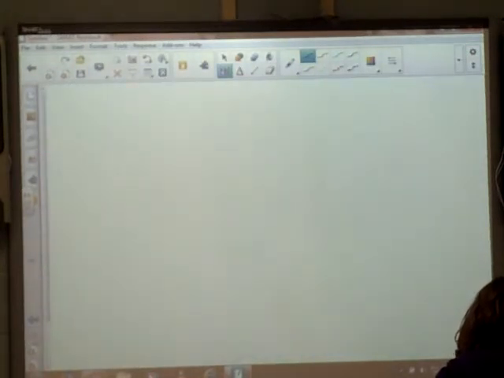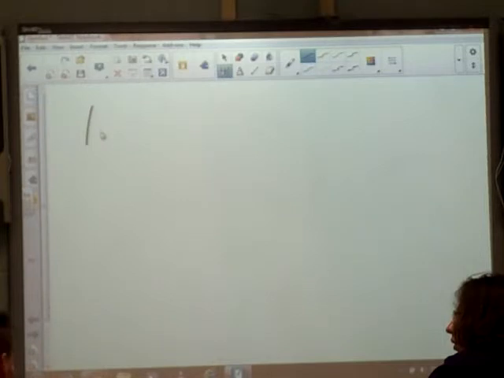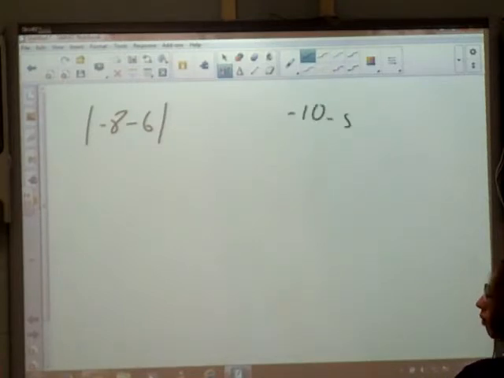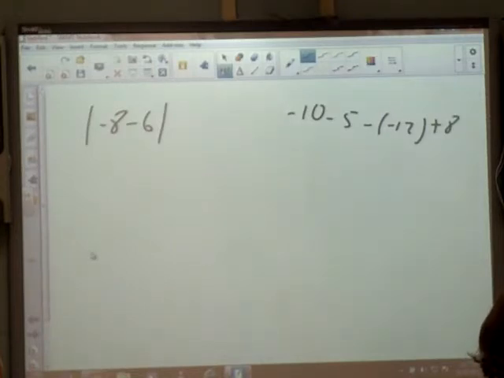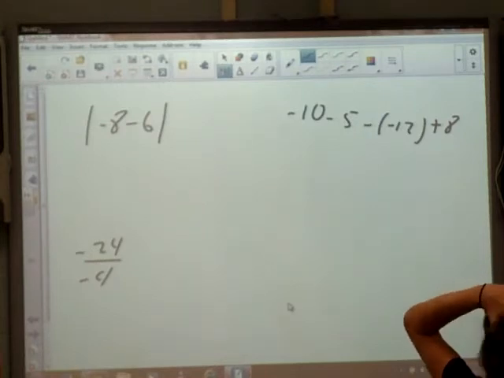All right, let's see here if we can combine some of this with yesterday's stuff. How about if I had absolute value that came from yesterday of negative 8 minus 6, there's number 1. Then number 2, that was the bell ringer, don't do it. Negative 10 minus 5 minus negative 12 plus 8. Hunter, you getting those? And then the last one, so you multiply or divide. Negative 24 divided by negative 4. So there's your three. Get an answer to all three of those.